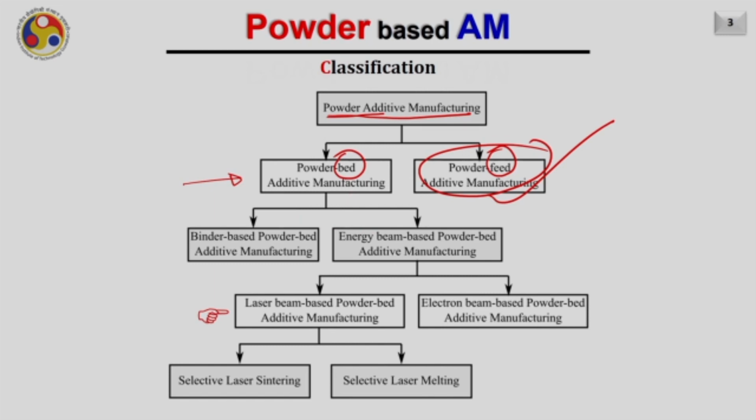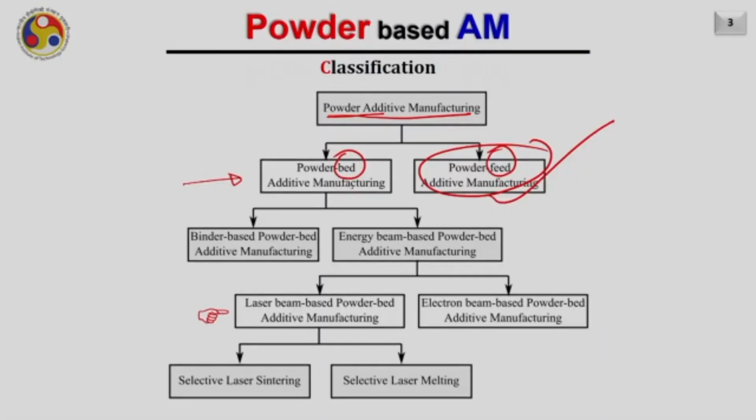Either the particles of the powder which is spread on a bed are joined together by utilizing a binder deposited from the top, or these powder particles are joined together by giving thermal energy to them through an energy beam. So further, this powder bed additive manufacturing is usually classified into two categories. One is the binder based powder bed additive manufacturing, and another is laser beam based powder bed additive manufacturing. First we will discuss the energy beam based powder bed additive manufacturing.